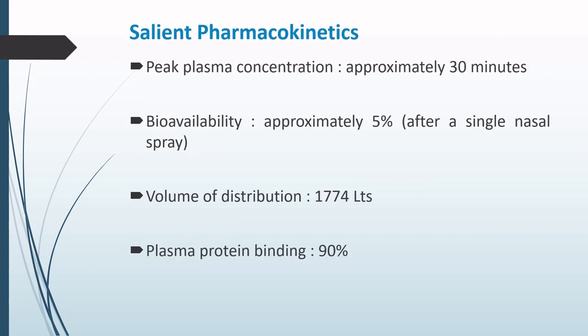The salient pharmacokinetics of this drug are as follows. The peak plasma concentration is achieved in approximately 30 minutes. The bioavailability of this drug is approximately 5% after a single nasal spray. The volume of distribution is 1774 liters. And the plasma protein binding of this drug is 90%. Now we also have a detailed video on bioavailability as well as volume of distribution. Feel free to check it out. The link will be given in the description box as well as on the I button above.